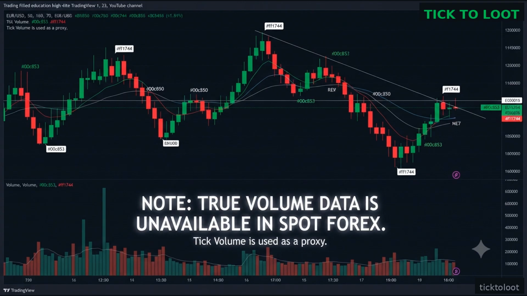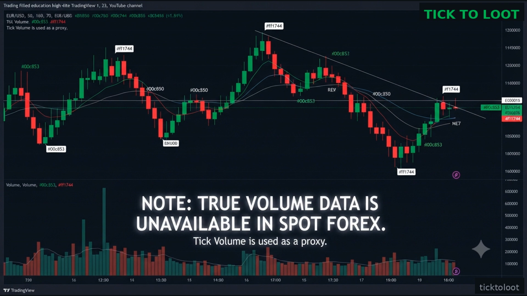It's worth noting that true volume data is unavailable in spot Forex. What we see in our charts is actually tick volume, which is a proxy for true volume. This means that the volume data we're looking at might not be entirely accurate, but can still be useful for making trading decisions.